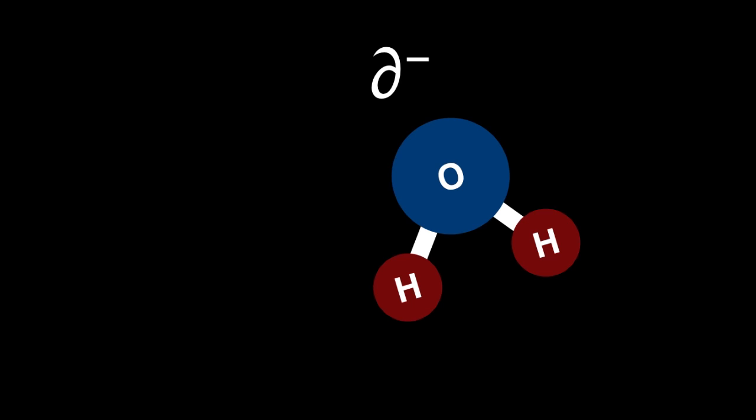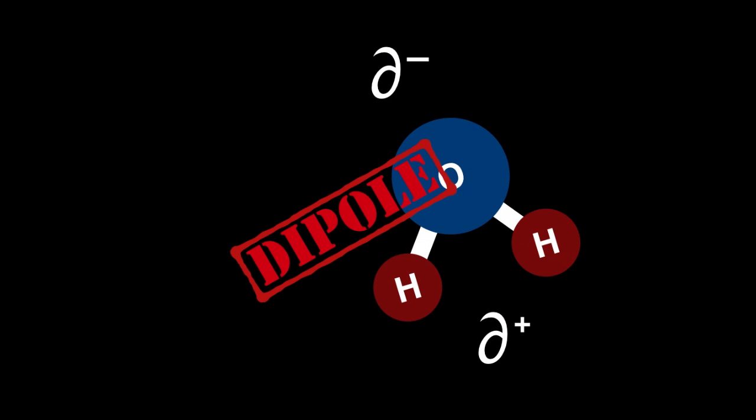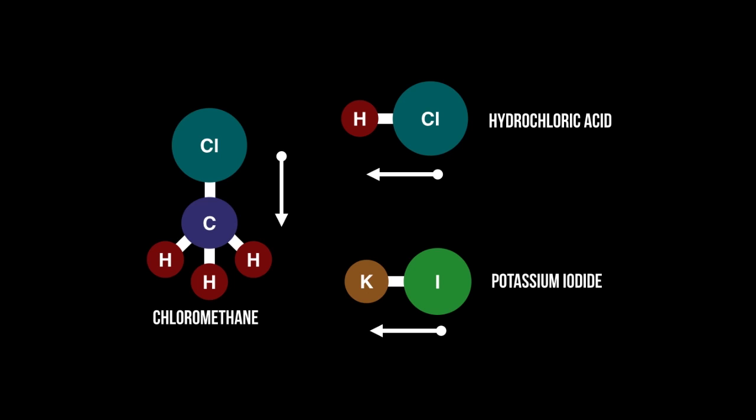This is what we call delta minus. On the other side of the molecule, the hydrogens are more positively charged because they have less electrons. This is what we call delta plus. And what do we say happens when one side of the molecule is negatively charged and the other side is positively charged? We have a dipole. And since we know that water will always be a dipole no matter what, we can call this a permanent dipole. Now there are lots of molecules out there that act like dipoles, like the ones that I show here.